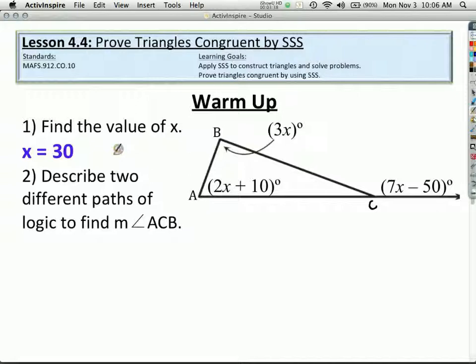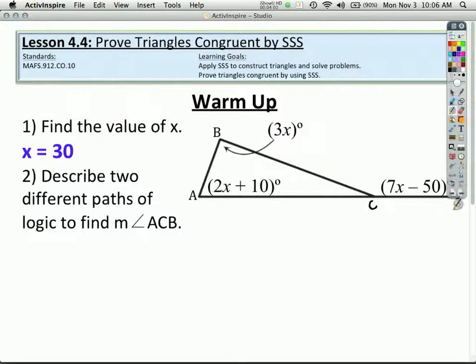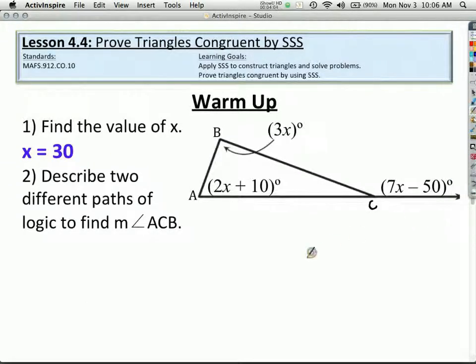Now, number 2 was a slightly different question. Describe 2 different paths of logic to find the measure of angle ACB. So, for example, kind of like an informal proof, you would say, well, by the external angle theorem, I was able to find angle BC, and there was no letter over here, so we can make one up, BCD. And then, since I know the linear pair postulate, we say things like that. So let's see what you came up with. I'm going to call on you. You're going to give me one path of logic. We'll start with student number 5.